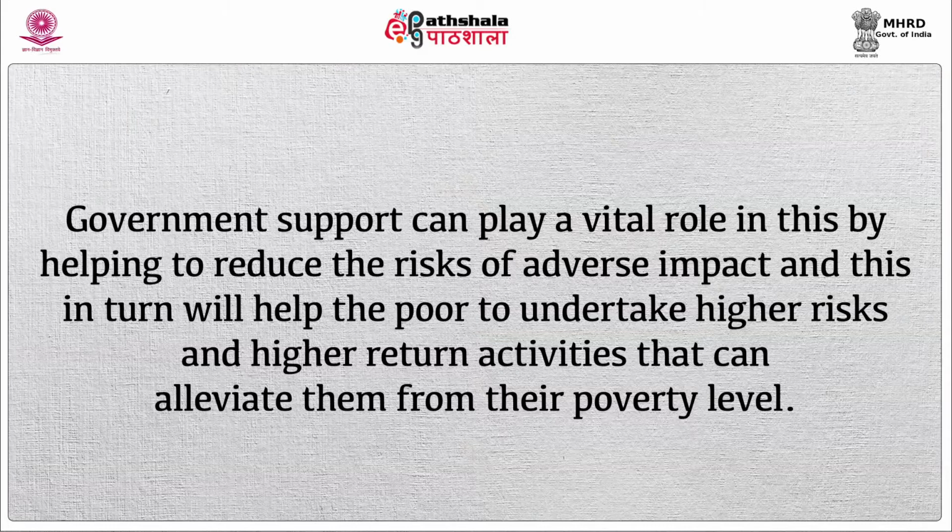Government support can play a vital role in this by helping to reduce the risks of adverse impact, and this in turn will help the poor to undertake higher risk and higher return activities that can alleviate them from their poverty level. It targets public assistance at well-defined groups who are mostly elements below the poverty line. The two alternatives in this case are indicator and self-targeting.